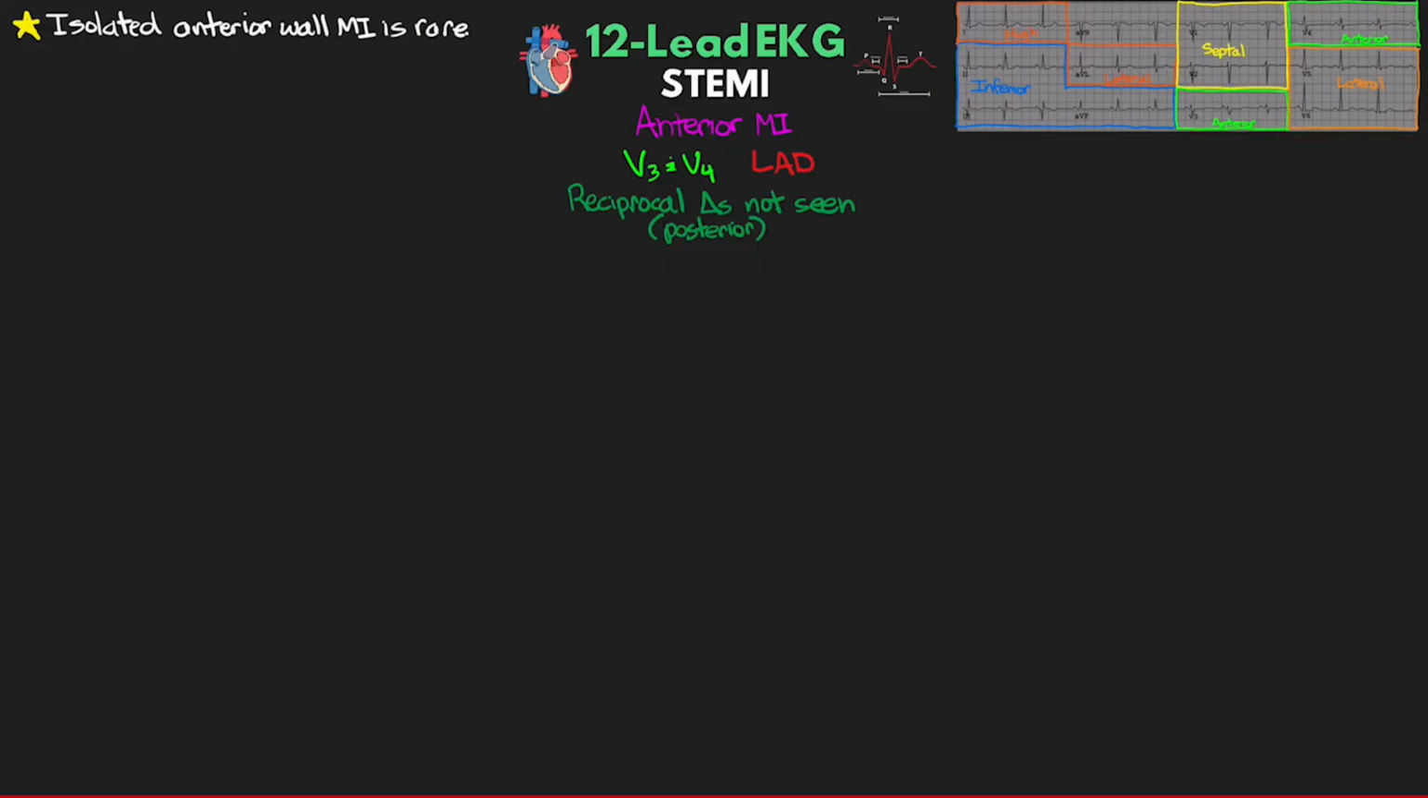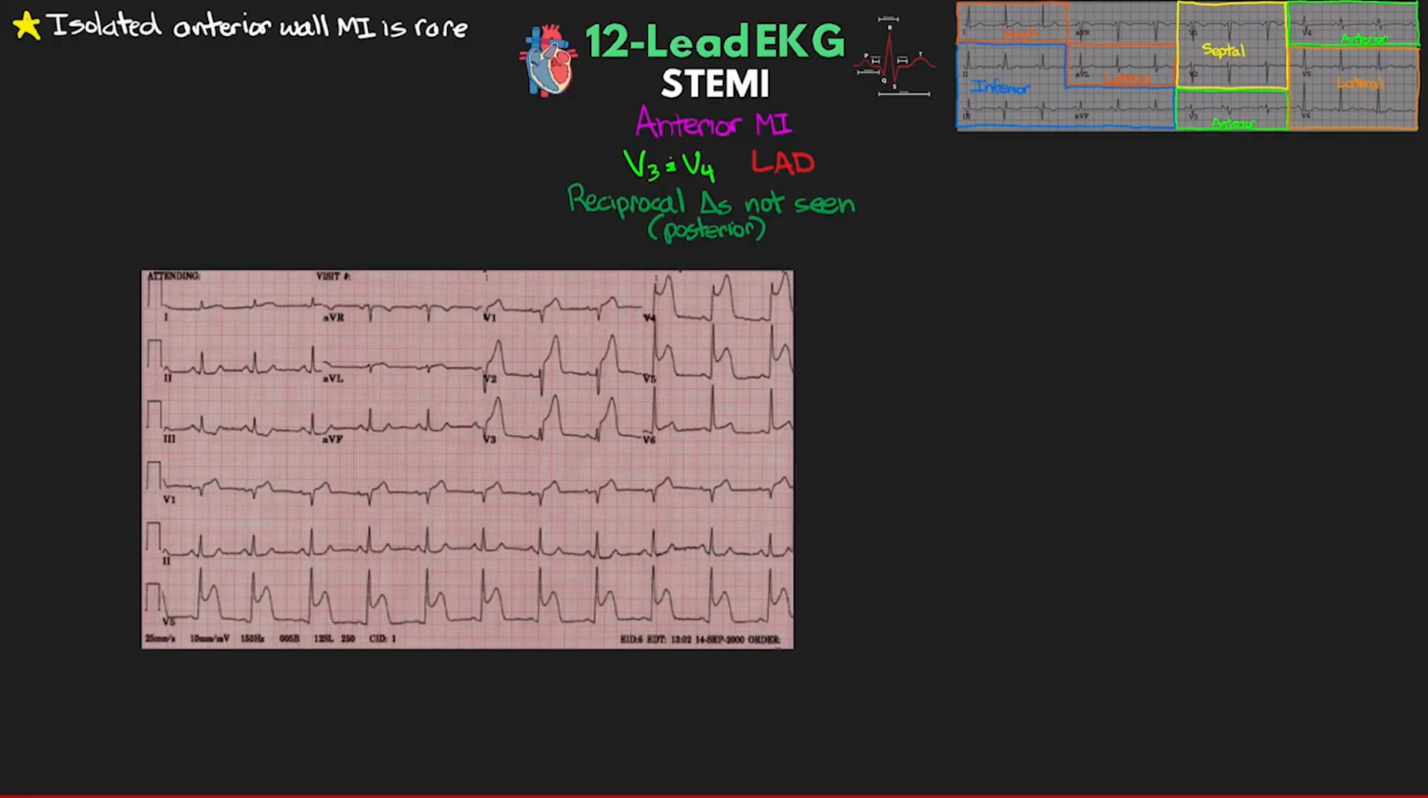And so this segues into a concept that I mentioned earlier, talking about multiple regions being impacted. Oftentimes when we see an anterior wall MI, it's combined with a septal wall MI, something we call anteroseptal, involving V1 through V4, as well as extending into the lateral wall, so an anteroseptal with lateral extension, which we'd also see in V5 and V6, as well as potentially in 1 and aVL. So here's an example of such an EKG.